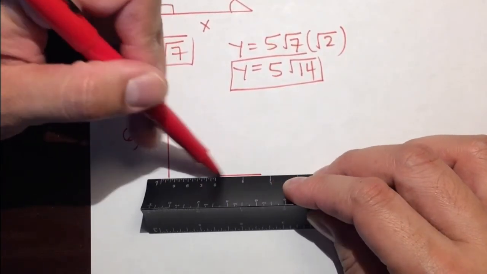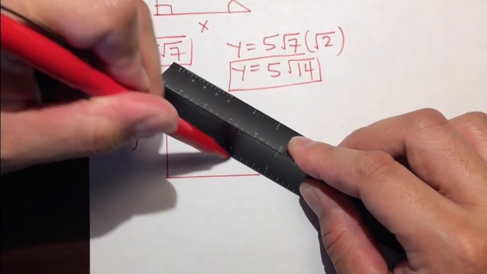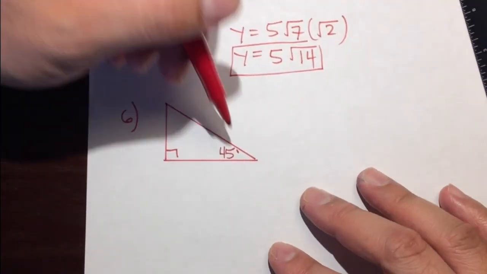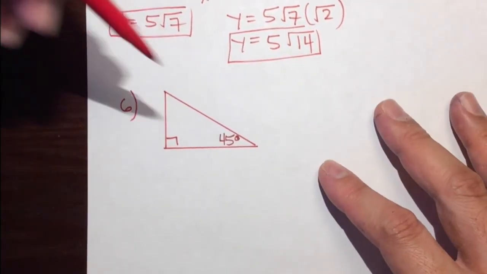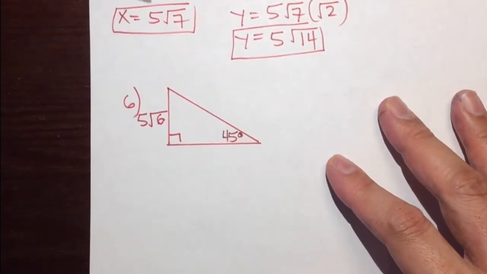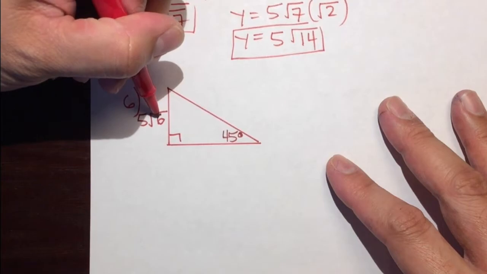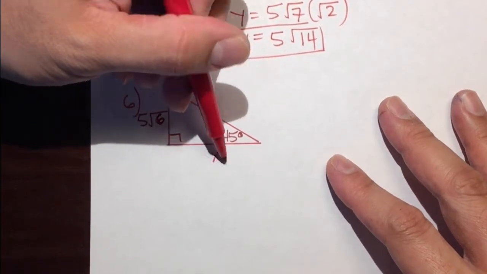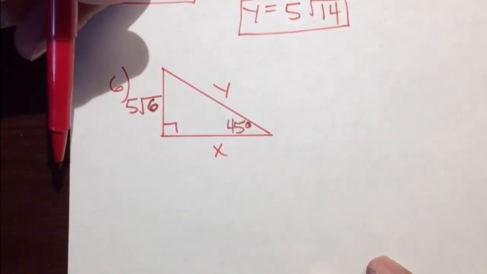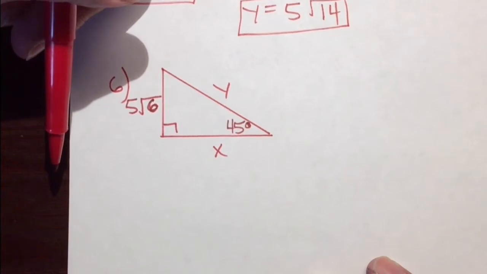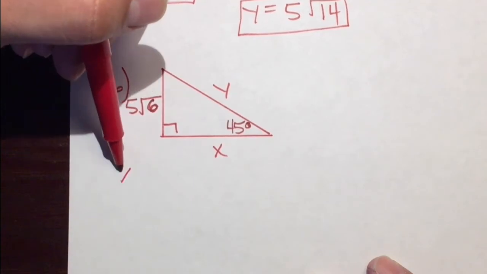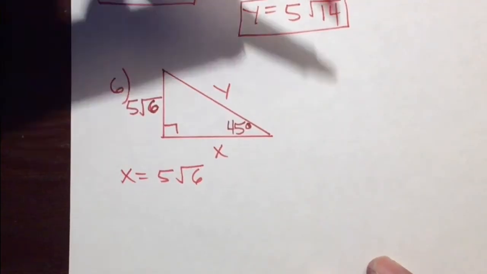Now, this may look like the same problem or a very similar problem, but don't be fooled. And you're not a fool, so don't be fooled. Okay, so let's make this side 5 radical 6. Okay, and let's make this x, and let's make this y. All right. Press pause, do it, see what you got. Unpause. Okay, x is the same as the leg, the other leg, because it's isosceles, so x is equal to 5 radical 6. Easy peasy.